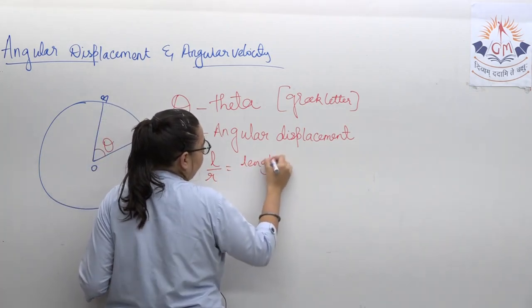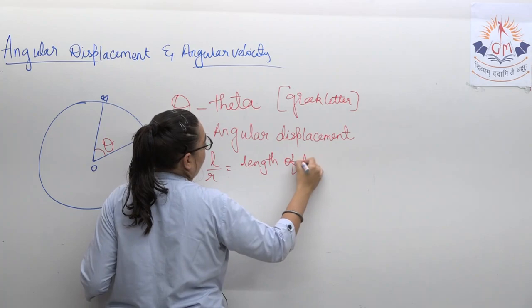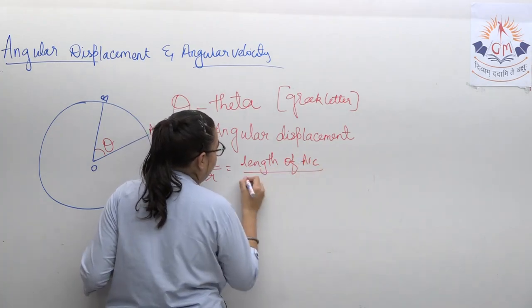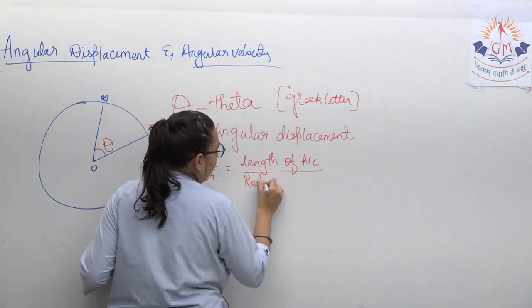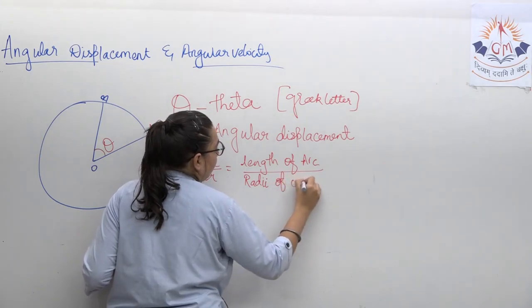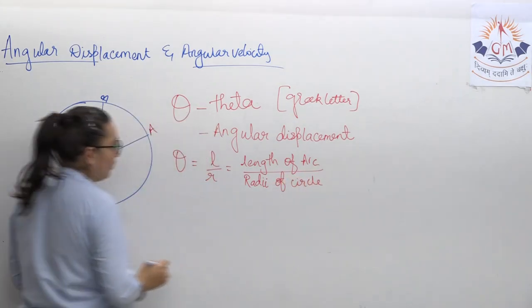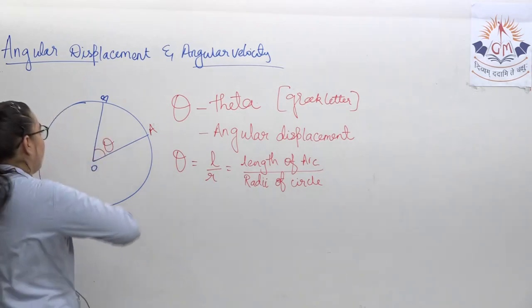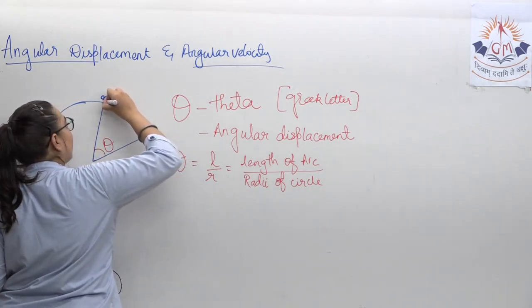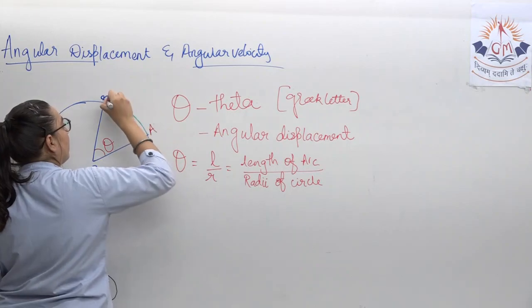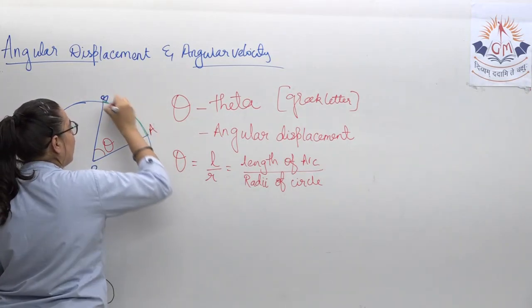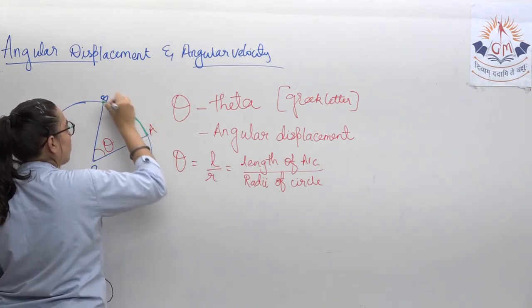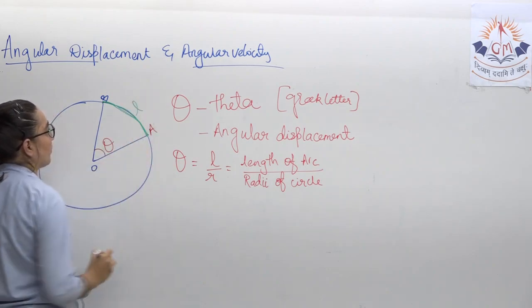arc upon the radius of the circle. Now what is the length of the arc? This much portion from here, A to B, that much is called the length of the arc. Only this much.